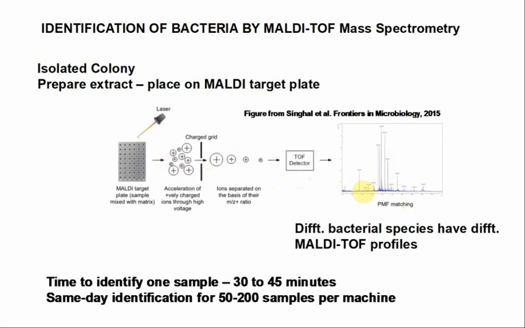But the big advantage here is, one sample can be identified to the species or subspecies level in 30 to 40 minutes. And with a modern machine, you can run 200 samples in a day. So you get the identification in the same day.